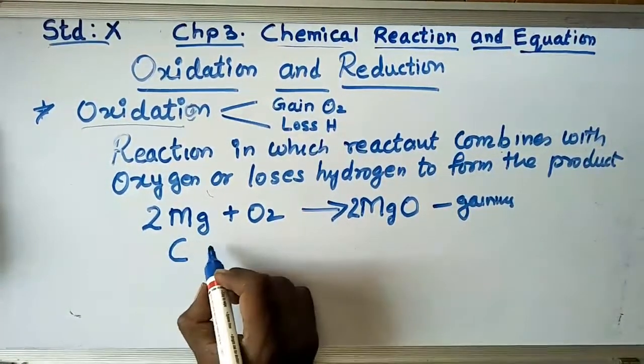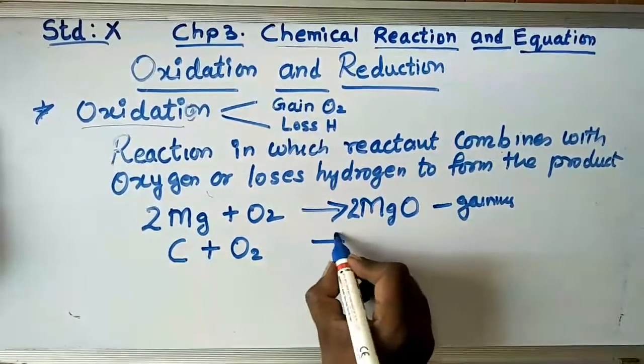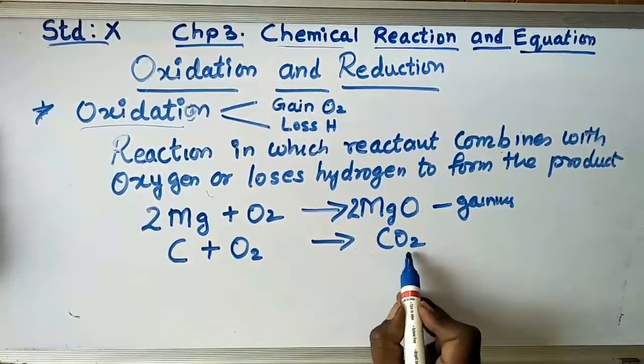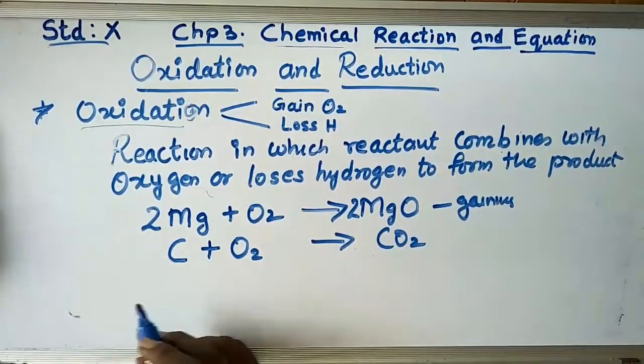One more example, carbon. Carbon is alone, but when it combines with oxygen, it becomes carbon dioxide. That means in the product, this carbon is gaining oxygen. So we call this oxidation.